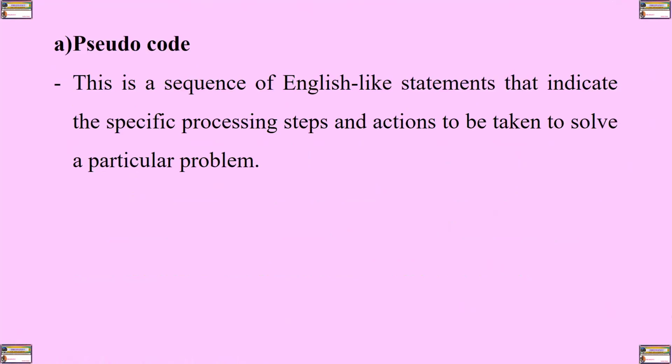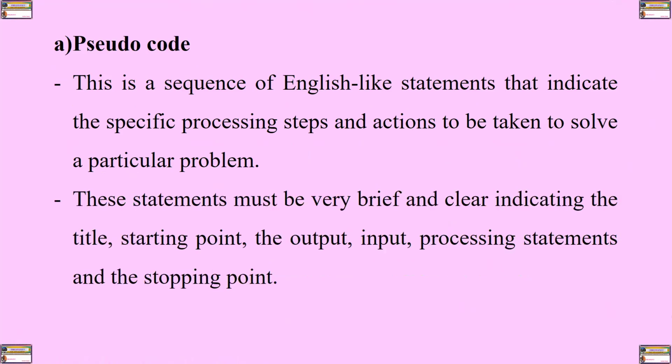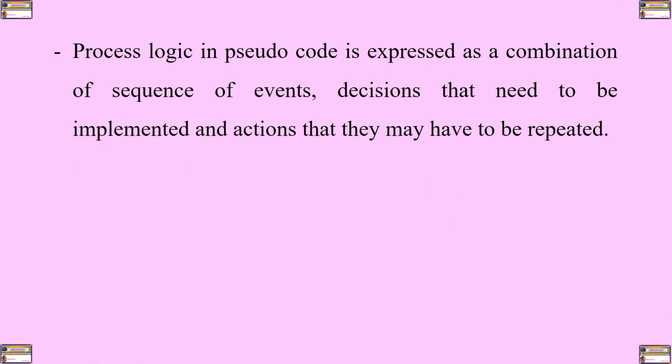What is a pseudocode? A pseudocode is a sequence of English-like statements that indicate the specific processing steps and the actions to be taken to solve a particular problem. These statements must be very brief and clear, indicating the title, starting point, the output, input, processing statements, and the stopping point. The process logic in pseudocode is expressed as a combination of sequence of events, decisions that need to be implemented, and actions that may have to be repeated.